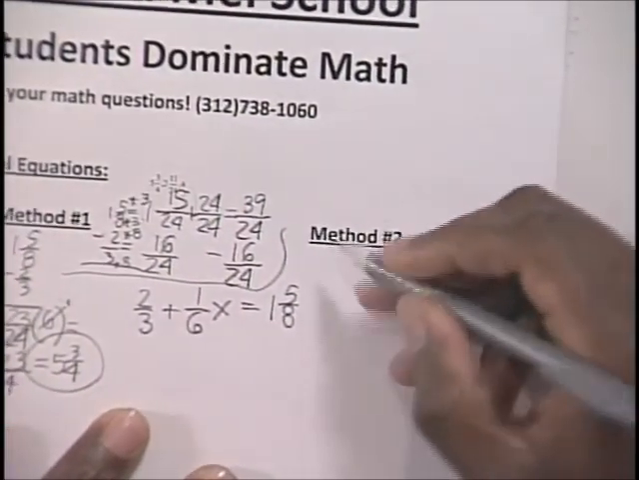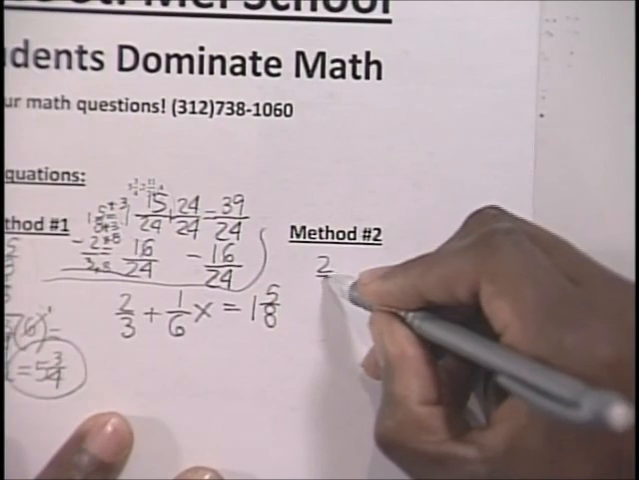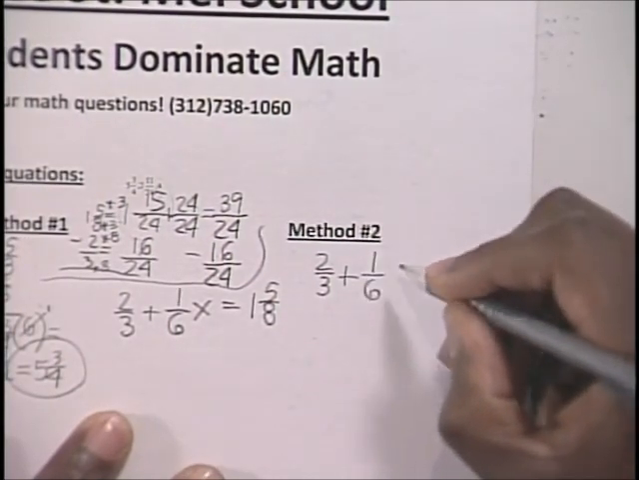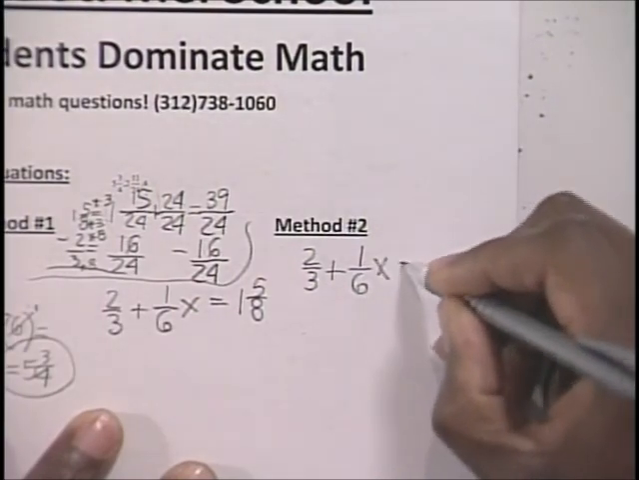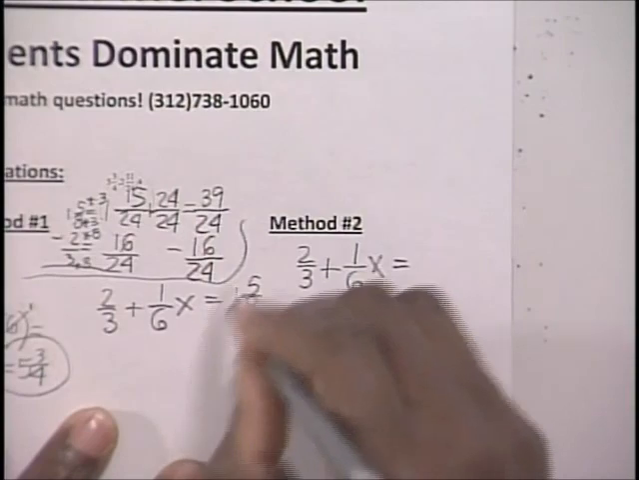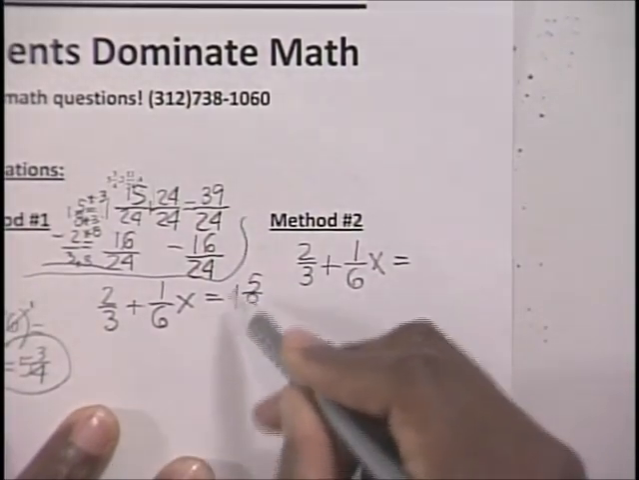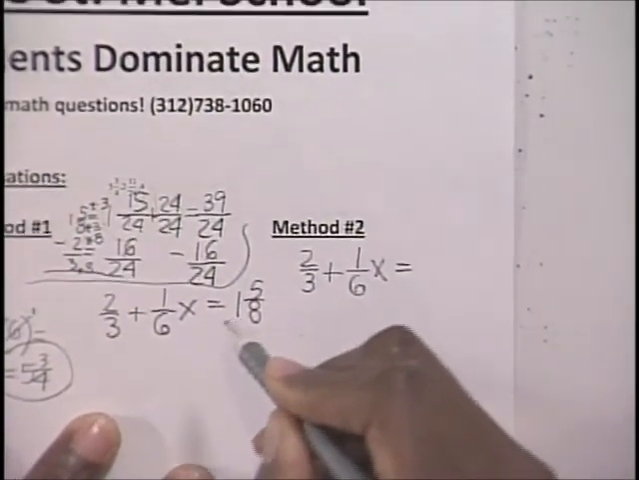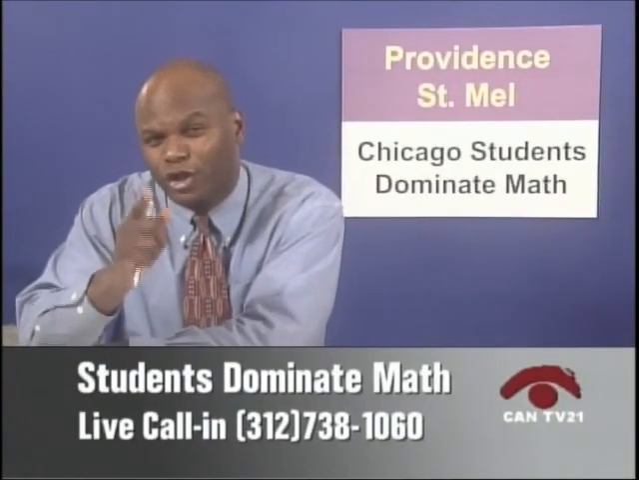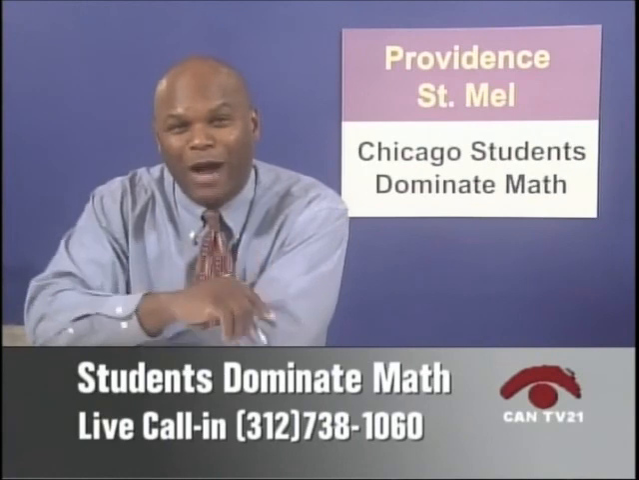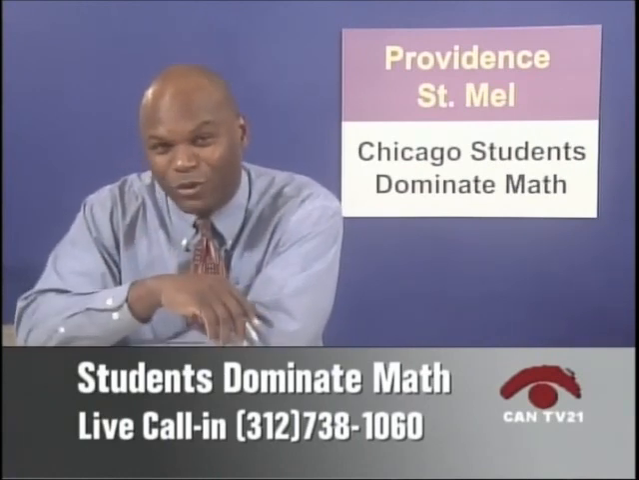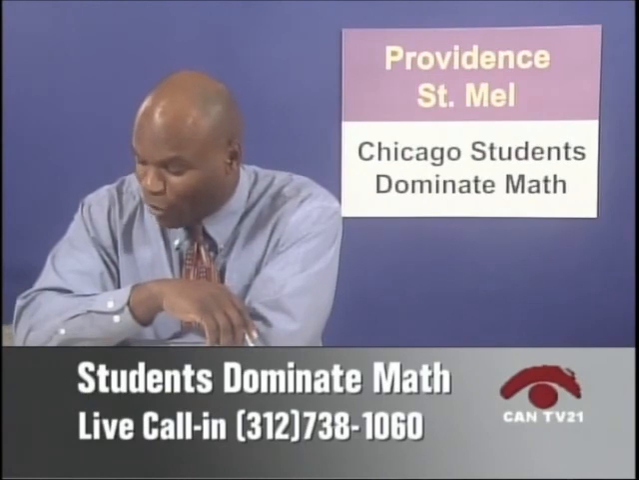All right, so here we go. So I've got 2/3 plus 1/6 x is equal to, anyone know how to rewrite that 1 5/8? You know how to rewrite 1 5/8 as an improper fraction? If you know how, I want you to call in right now. I'll wait for a couple seconds. You call in right now and you tell me how to rewrite 1 5/8.